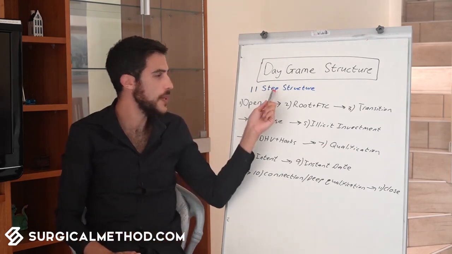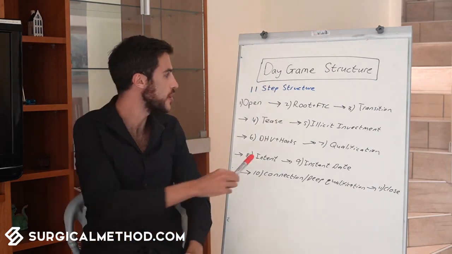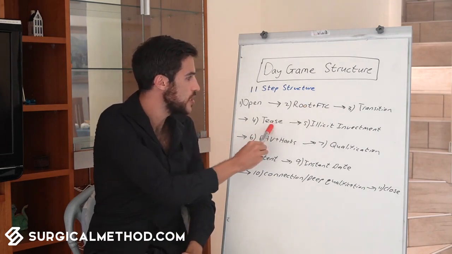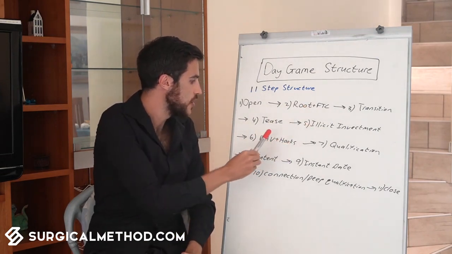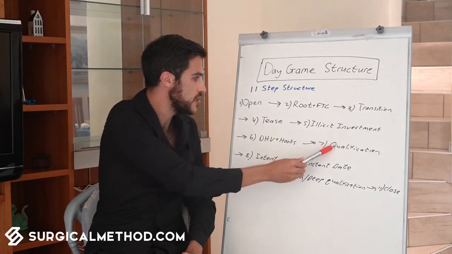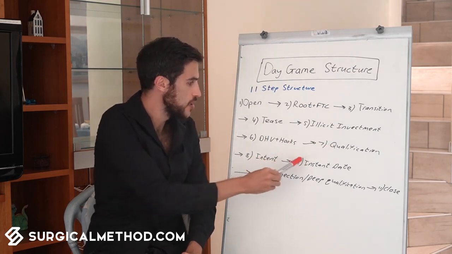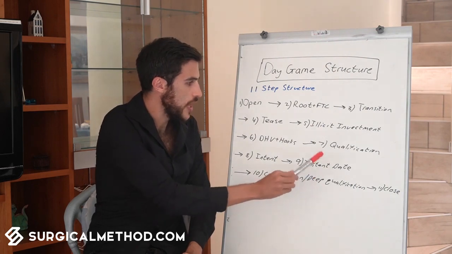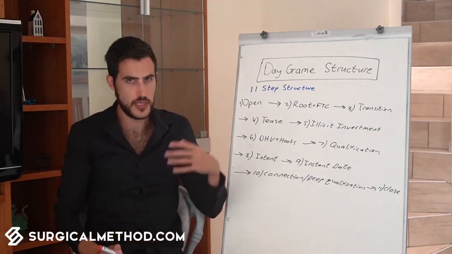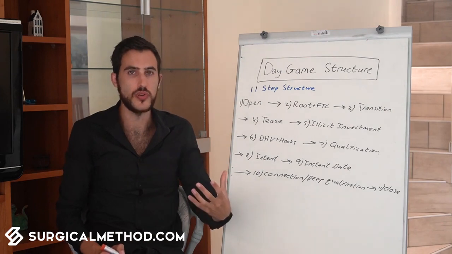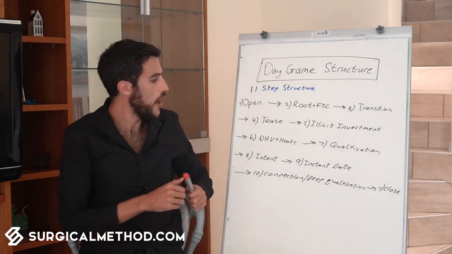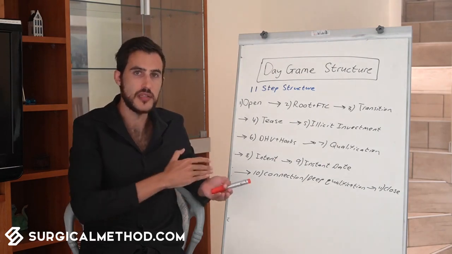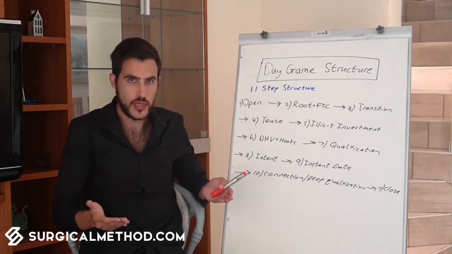We've got the 11-step structure. So just to go through it very quickly: open, root and FTC, transition, tease, elicit investment, DHV and hooks. Number 7 is qualification, intent, instant date, connection, deep qualification, and close. This is the general structure that you want to go through. Now, in the next video, you're going to see a more advanced way of looking at this, but it takes the same simple structure in mind.